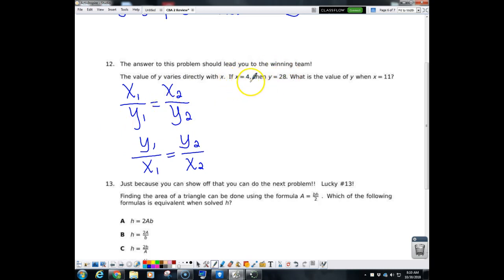So if x equals 4, then y equals 28. So that means x is 4, then y is 28, or y is 28, so that means x is 4, right? Then we want to know what the value of y is when x equals 11. So when x is 11, what is y, or what is y when x equals 11? These kind of look the same, right?